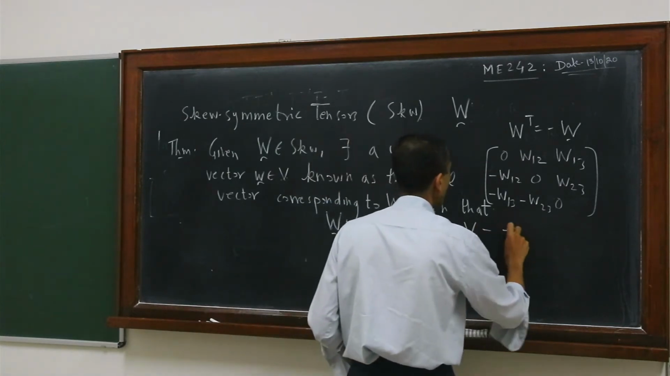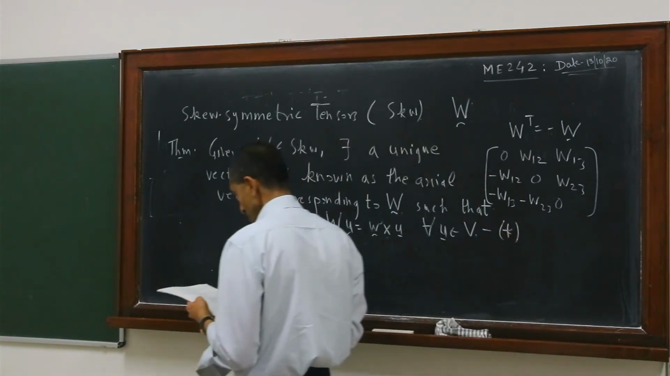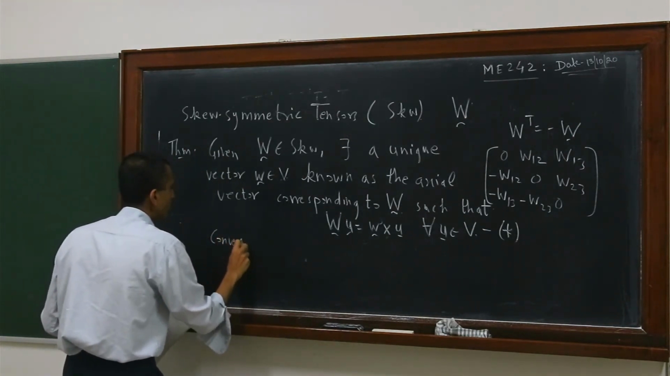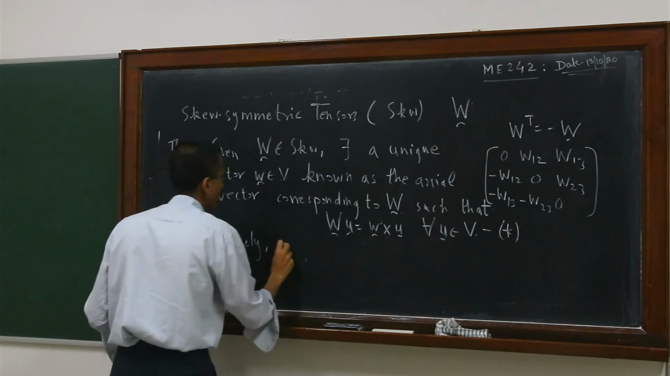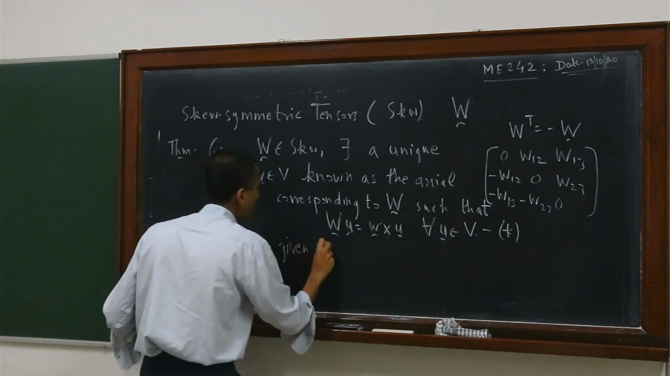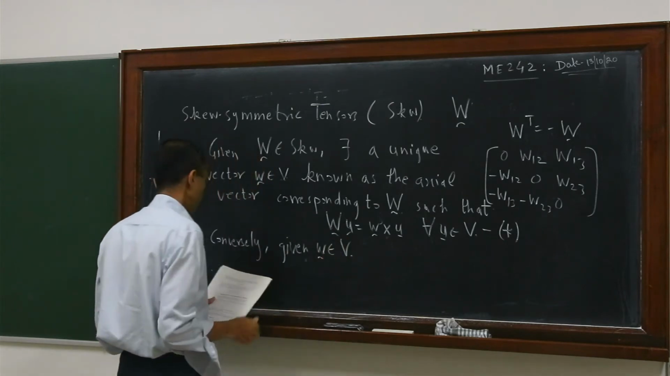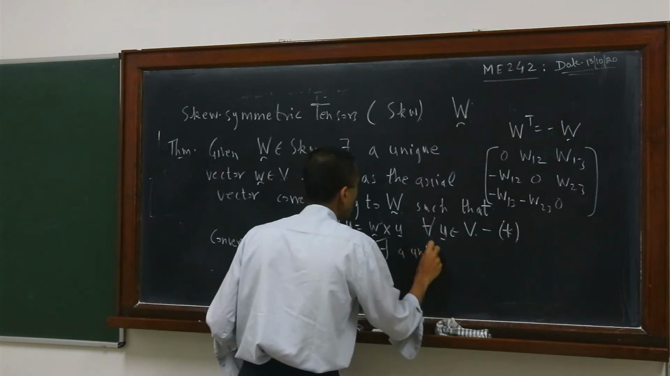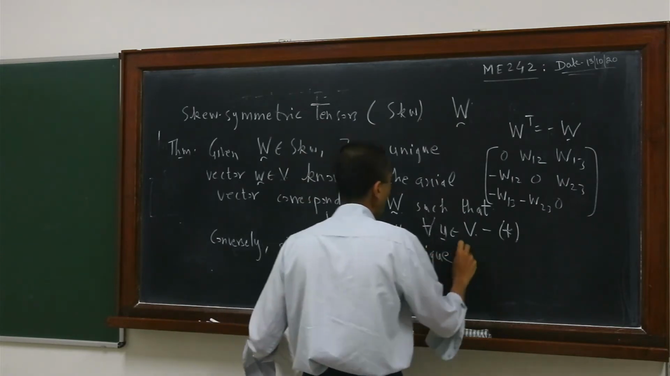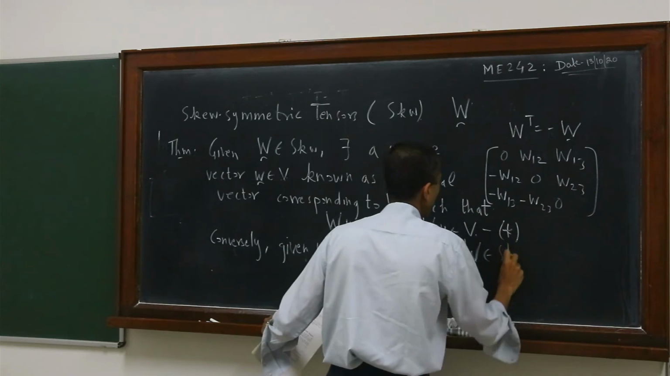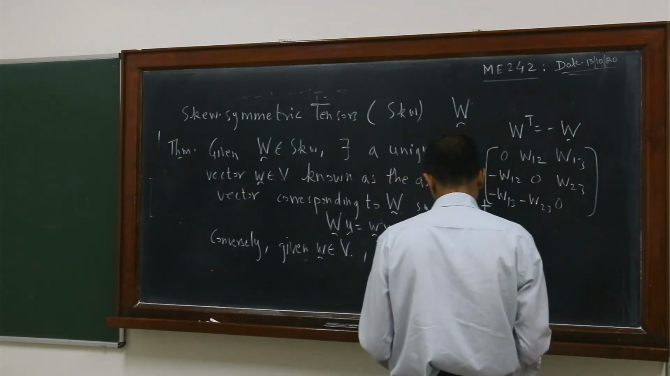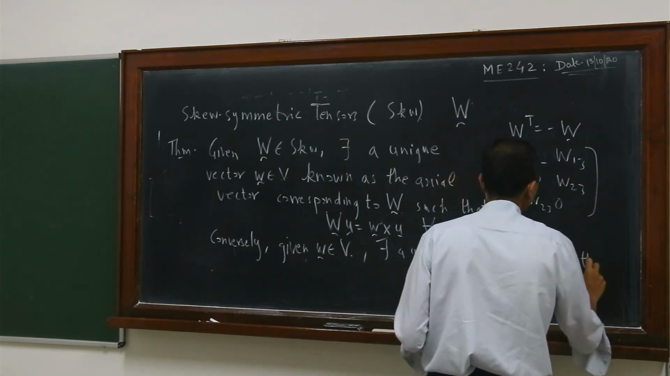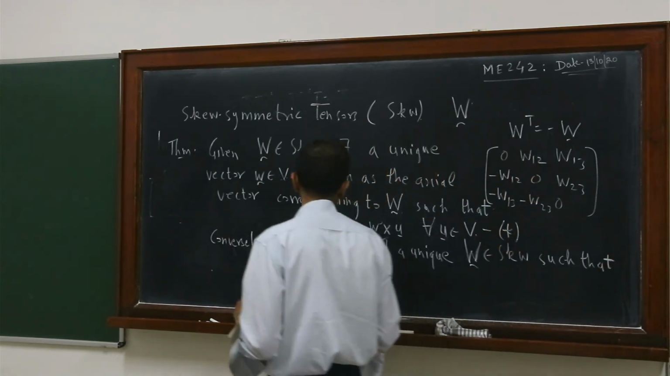Let me call this relation star. Conversely, given any vector small w belonging to V, there exists a unique capital W belonging to Skw such that star holds.